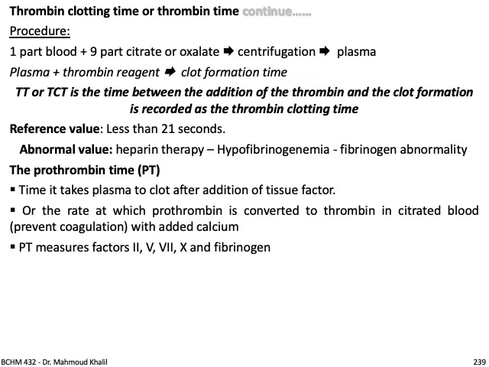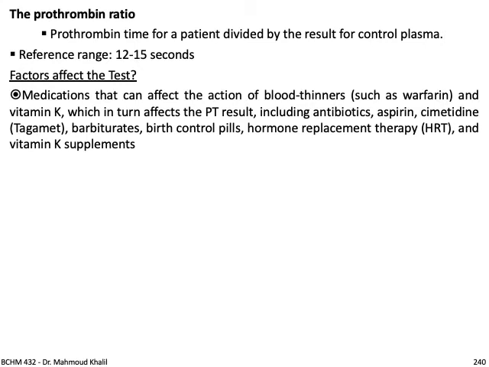The PT, the prothrombin time, is the time it takes plasma to clot after the addition of tissue factor, or the rate at which prothrombin is converted to thrombin in citrated blood, which prevents coagulation, with added calcium. PT measures factors like factors 2, 5, 7, and 10, and fibrinogen. The prothrombin ratio is the prothrombin time for a patient divided by the result of control plasma. The reference value is from 12 to 15 seconds.